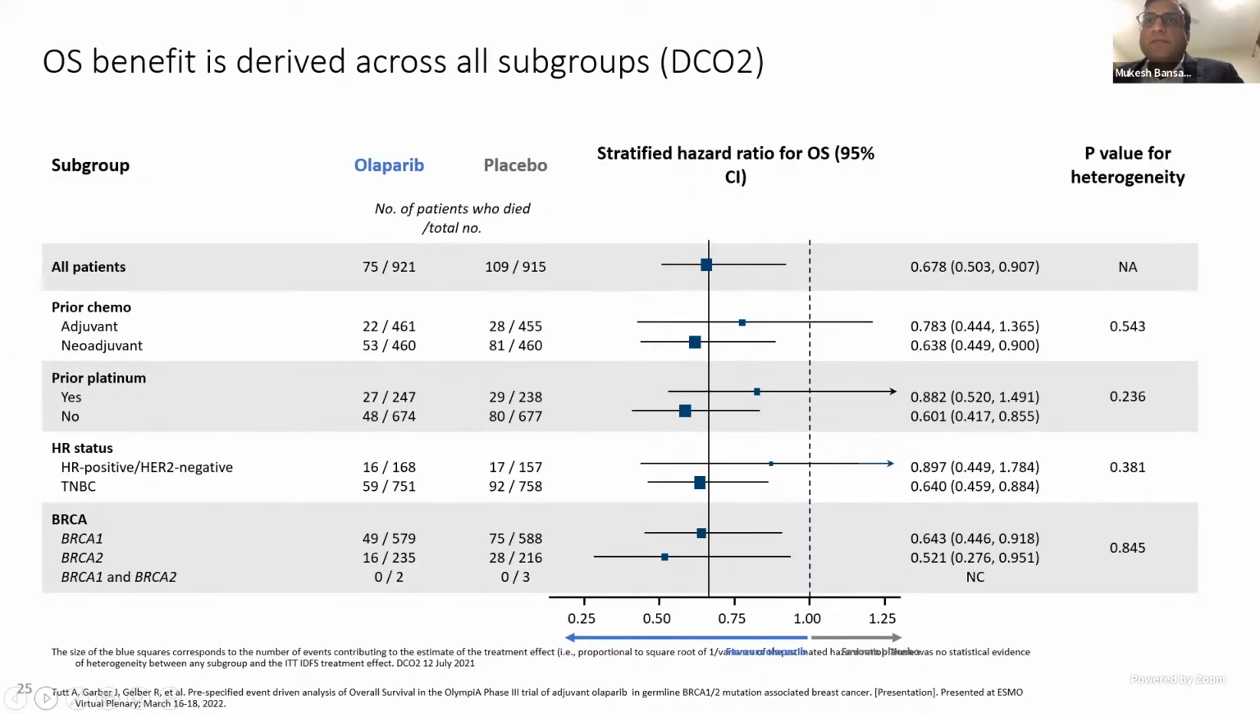Coming to the overall survival benefit across all the subgroups, again, adjuvant versus neoadjuvant, or by the platinum use, or by the receptor status, benefit was there. In the prior platinum use group, the confidence intervals are crossing the midline, but still the benefit is there and the p-value is significant.